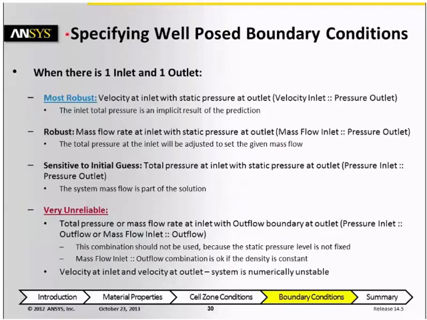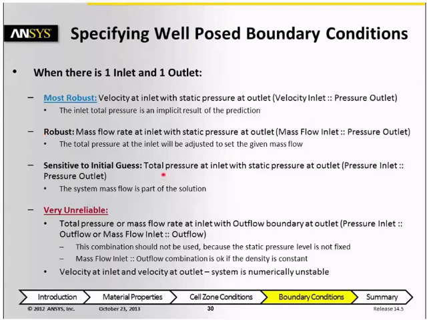Many CFD simulations are performed using models that have a single inlet and a single outlet. In cases like this, the most robust possible combination of boundary conditions is to use a velocity inlet and a pressure outlet. This is valid for incompressible flows. If you're solving a compressible flow, then you can use a combination of mass flow inlet and pressure outlet, and this is also robust, and you can use this for an incompressible flow as well if you're specifying the mass flow.